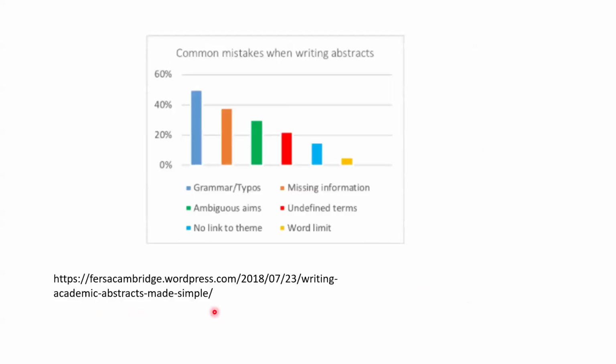And the most common mistakes in abstracts, which I took from Cambridge University Press: grammar, typos, right? And then missing information, incomplete abstracts, and ambiguous aims. Aims are not clear, and there are undefined terms, no links to the theme, and the word limit. Word limit is, of course, good, but can you see this? This is not only from Sri Lanka, this is worldwide.